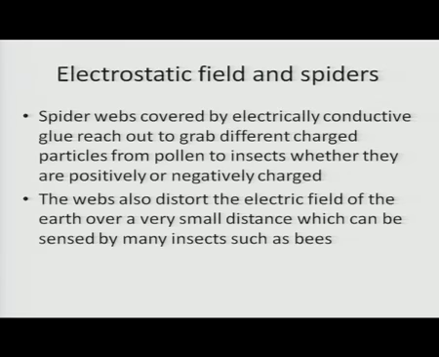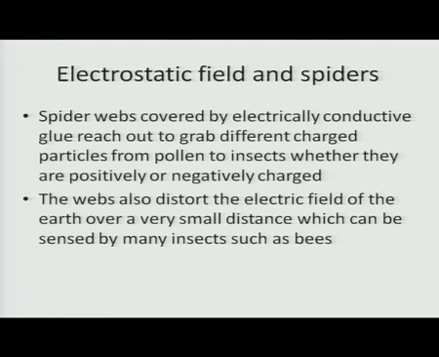We all have seen many spider webs. The spider webs are covered by electrically conductive glue, and it seems that whenever you have a charged particle crossing nearby, it could be some charged particles like pollens or insects, and then these webs actually get attracted towards the insect and catch the insect. The webs also seem to distort the electric field of the earth over a small distance, which can be sensed by many insects such as bees.